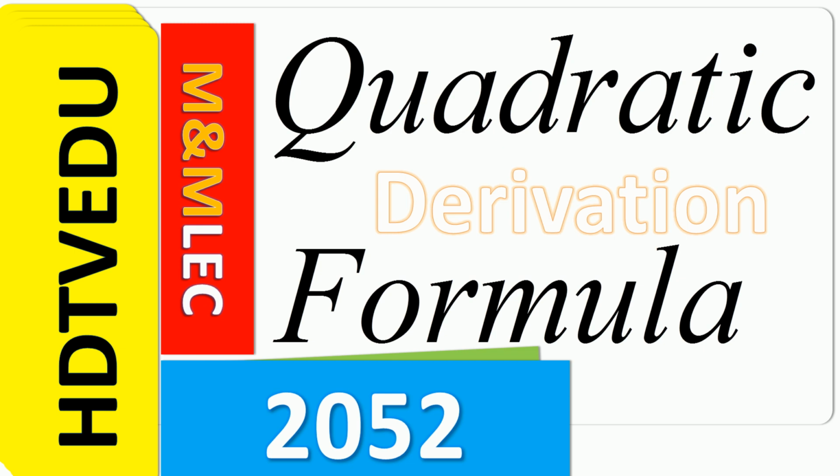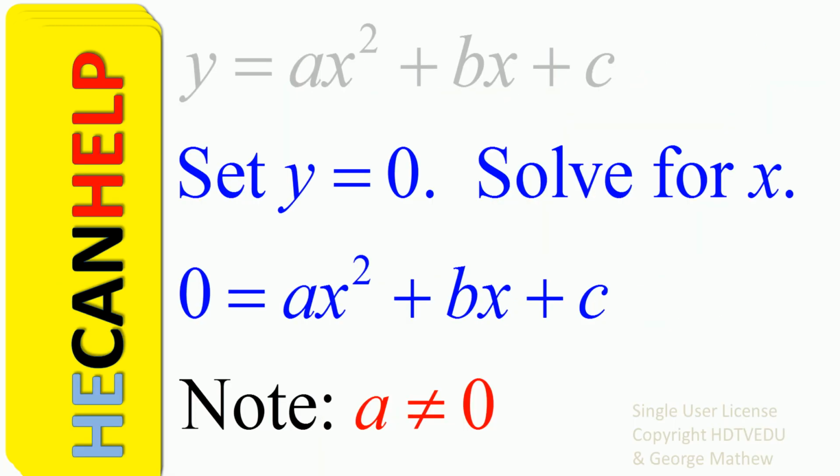Quadratic formula derivation. We are given y is equal to ax squared plus bx plus c. Set y equal to 0. So what do we get? 0 is equal to ax squared plus bx plus c. And if a is not equal to 0, can you solve for x?